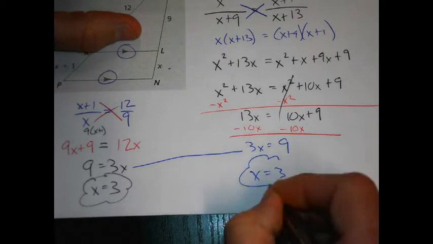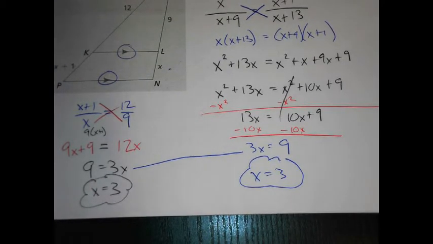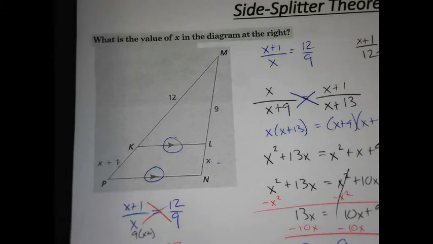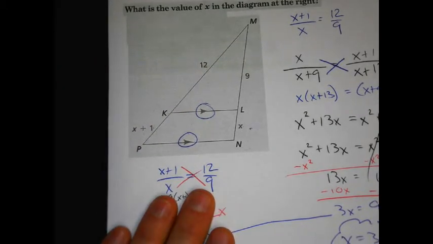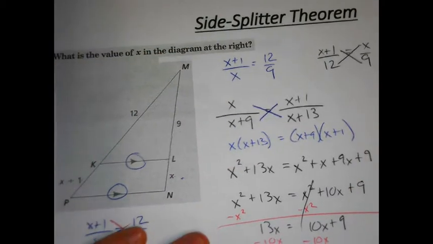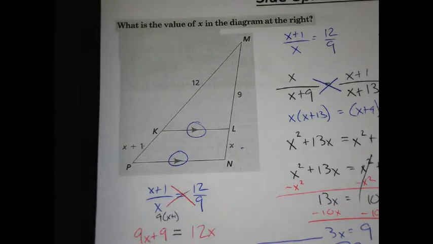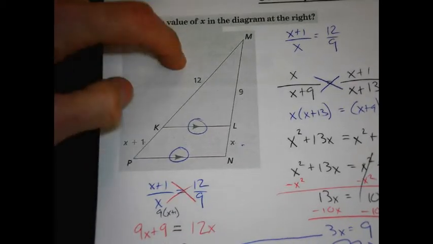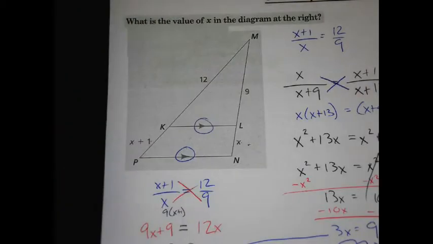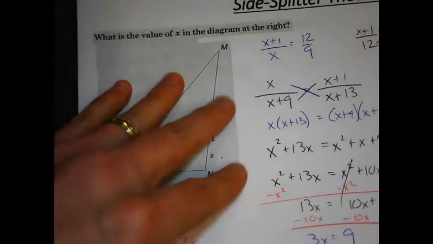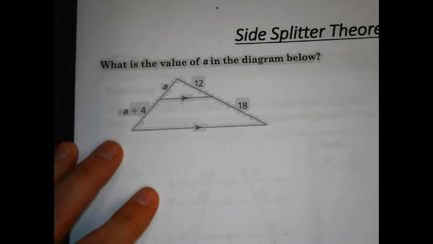So this is the beauty of not just the side splitter theorem, but of all proportionality. As long as you have equivalent proportions, it doesn't matter how you see it as long as you're seeing it correctly. So when you look at your diagram and you see proportionality, you must see it correctly. You make sure you're comparing apples to apples, oranges to oranges. Okay, so we have to be very careful with how we do it. So let's do one more example. We'll call it a day for the side splitter, and then we'll come back in another video for other fun stuff. So here's another example.